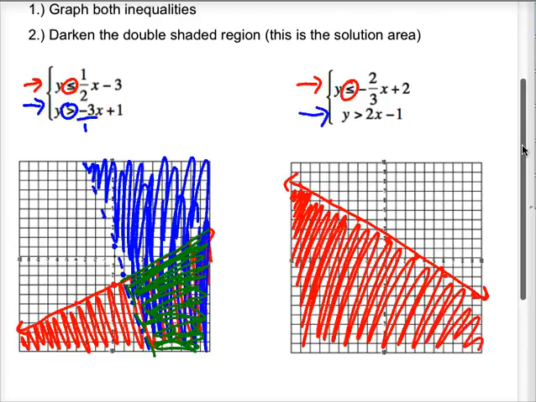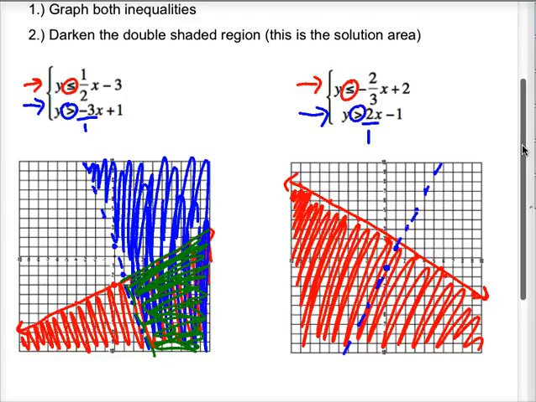I take a look at my next inequality, 2x minus 1. So I start with the y-intercept of -1, slope of 2 over 1. So up 2 over 1, up 2 over 1. So again, you want to follow that pattern. Now I look at my inequality, strictly greater than. Because it's strictly greater than, that means you get a dashed line. So I have a dashed line, and I'm greater than that line.